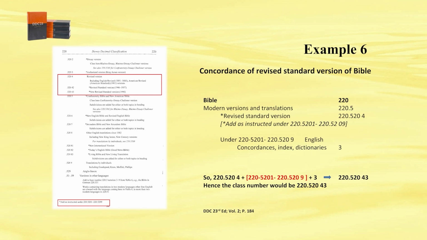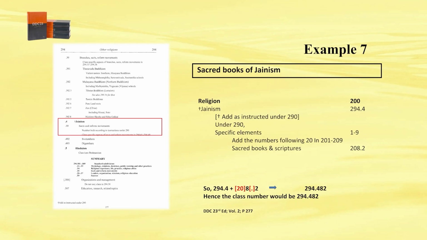So it is simple. We have to omit the number 220.5201 to 220.5209 as per the instruction, and use only 3 with the Revised Standard Version of the Bible. The number will be 220.5204. Then we have to add the number for concordance, that is 3. So finally the number will be 220.52043.